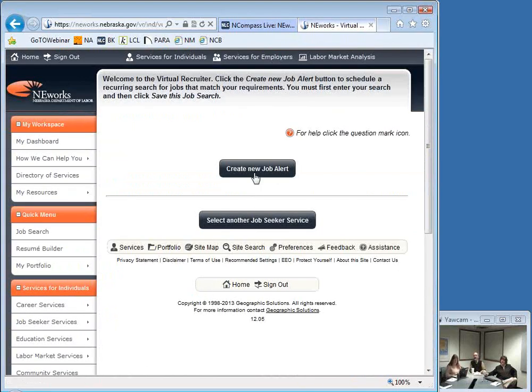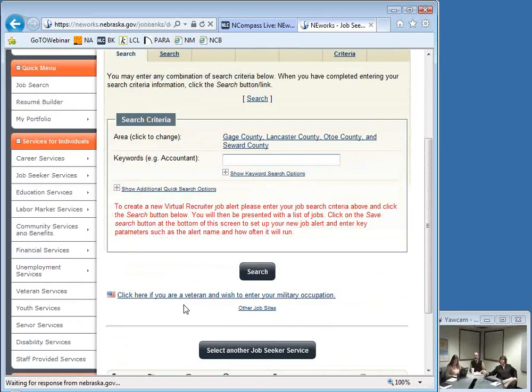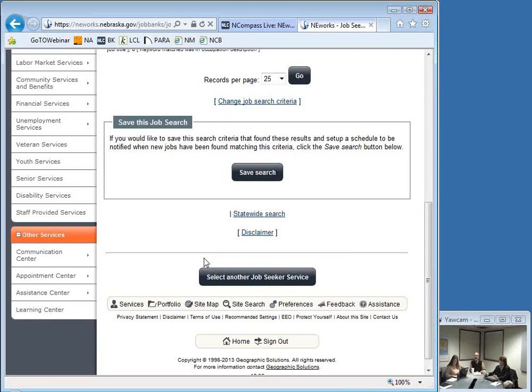and I can create one, and this is called creating a new job alert, which is our virtual recruiter. So this is where I would set up a job. If I want to look for a job in the computer industry, and there's one thing that comes up, either entry-level computer repair technician, and I conduct a search, I can see the computer magician has a job. And if this is the type of search that I want to continue to go out and search for me on a regular basis, I'll click Save Search.